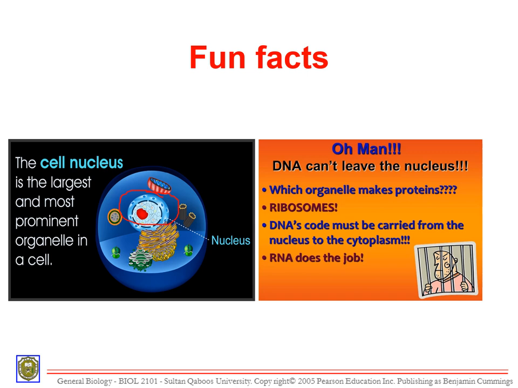The DNA can't leave the nucleus, okay? We need to know, because we already know which organelle makes the proteins. We agreed that the ribosome is the organelle that makes protein. The DNA codes must be carried from the nucleus to the cytoplasm, and the RNA does the job. So what happens is the DNA doesn't leave its place. The DNA stays inside the nucleus. What goes in and out are the ribosomal subunits, and the RNA takes care of that job.